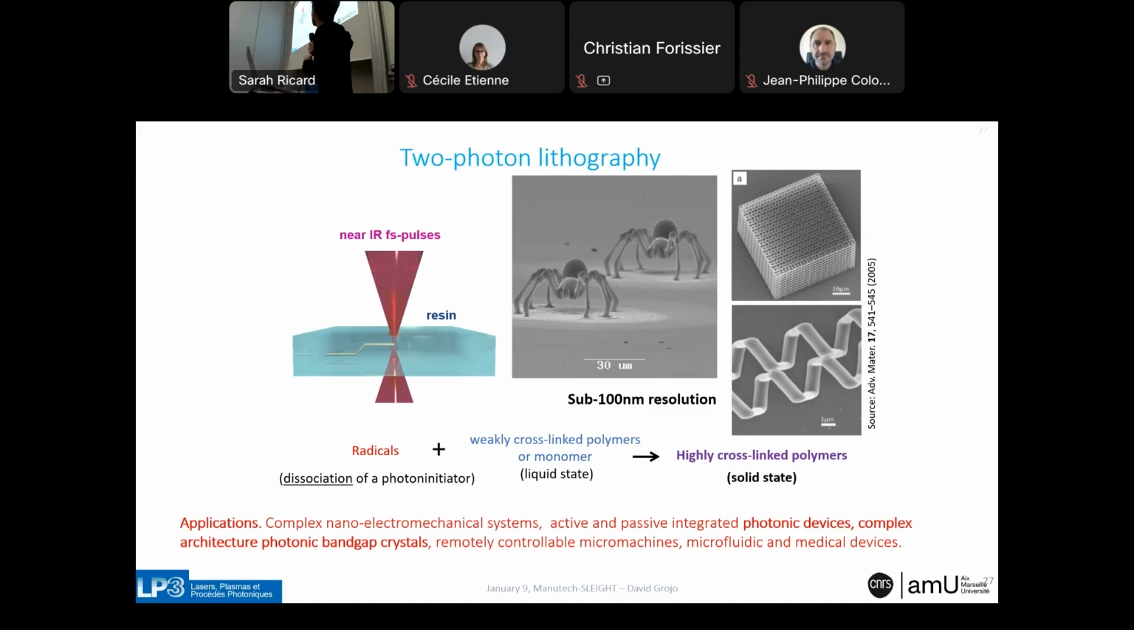And this shows the type of structures you can create, more to illustrate the level of precision you can achieve. At least from this image, you can remember that sub-100 nanometer resolution can be achieved by these technologies, and now even with commercial systems. With this type of structure, it is very interesting to make complex photonic band gap crystals and other micro-optics applications, but it can also be relevant for micro machines, microfluidic and medical devices.